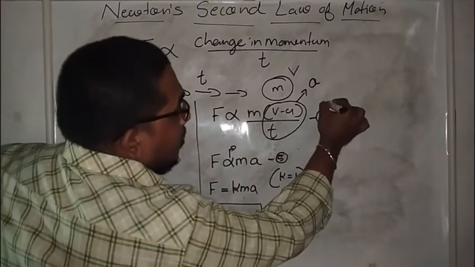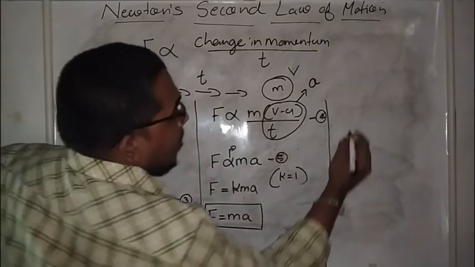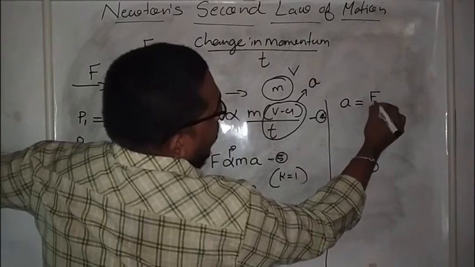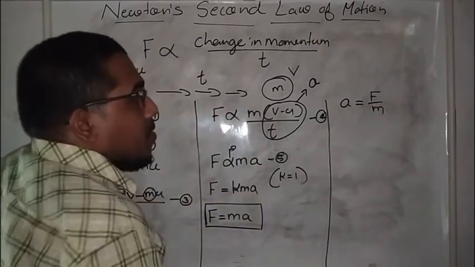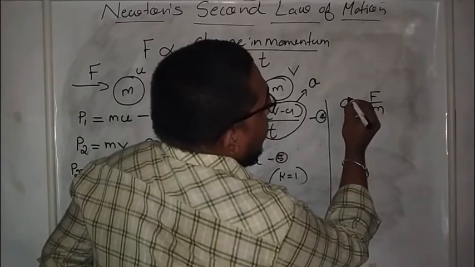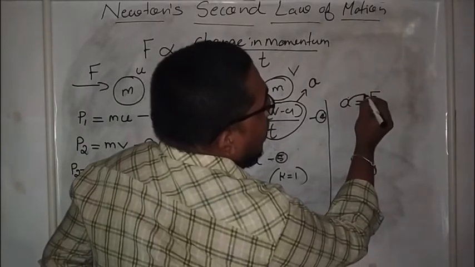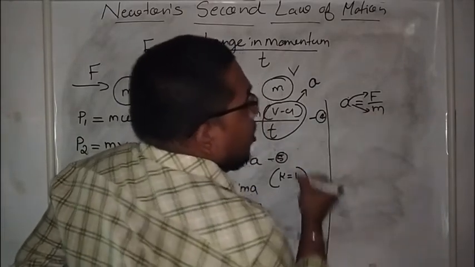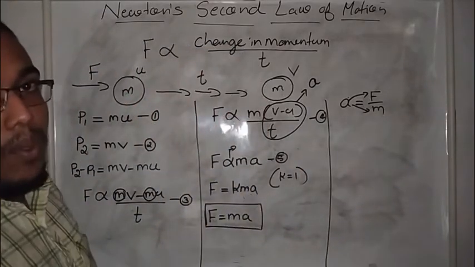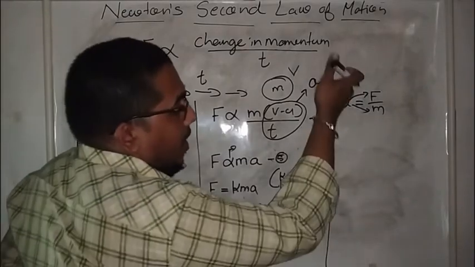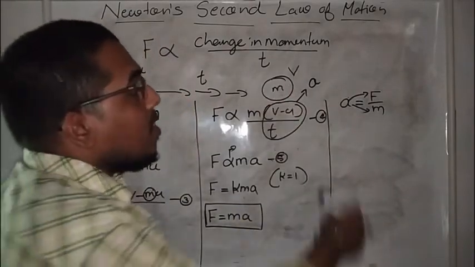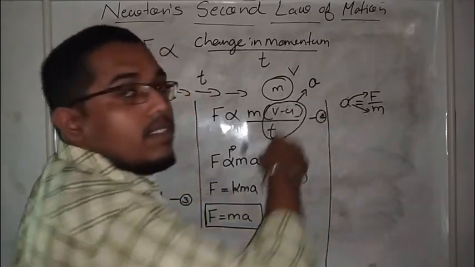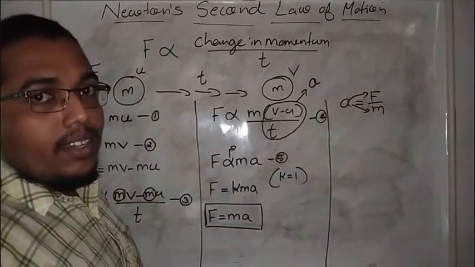And we can write this relation in another way, that is a is equal to F by m. Which means that the acceleration produced in the body is directly proportional to the applied force and inversely proportional to the mass of the body, which means that a heavier body produces less acceleration and a lighter body produces more acceleration.